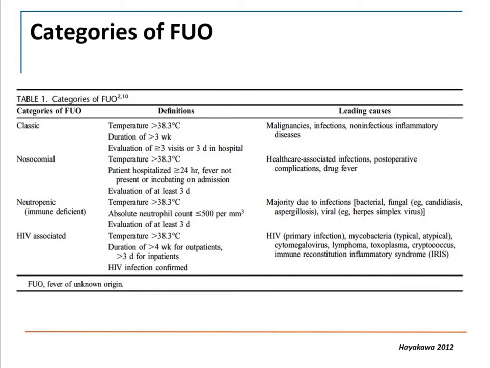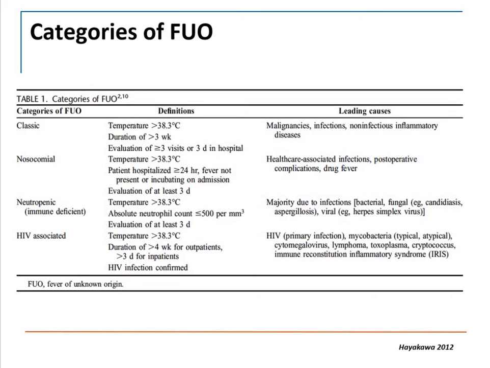The second category is nosocomial. You can find this category in patients with temperature also more than 38.3 degrees Celsius, in patients hospitalized more than 24 hours, without fever or incubating on admission, and of course evaluation of at least 3 days. You should suspect in these patients healthcare associated infections, postoperative complications, and also drug fever.